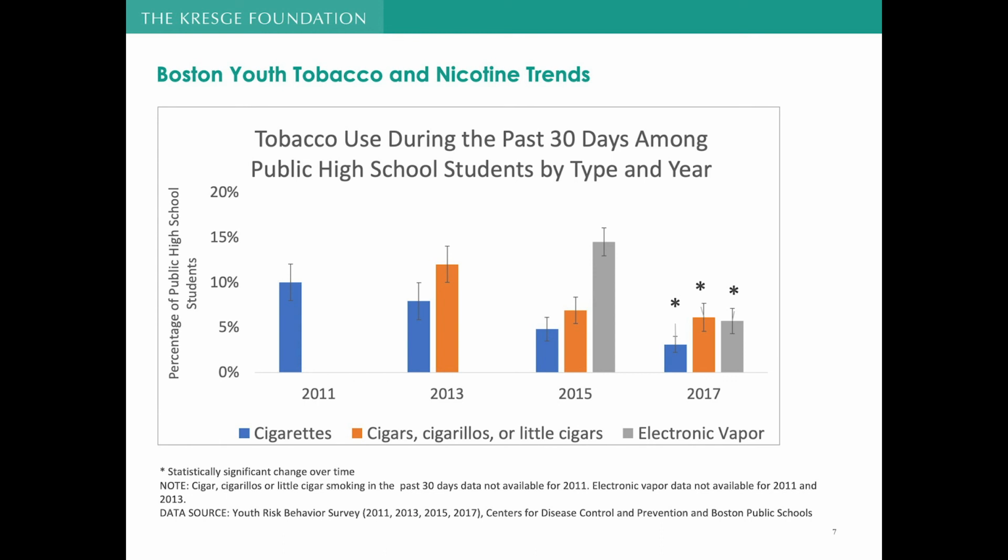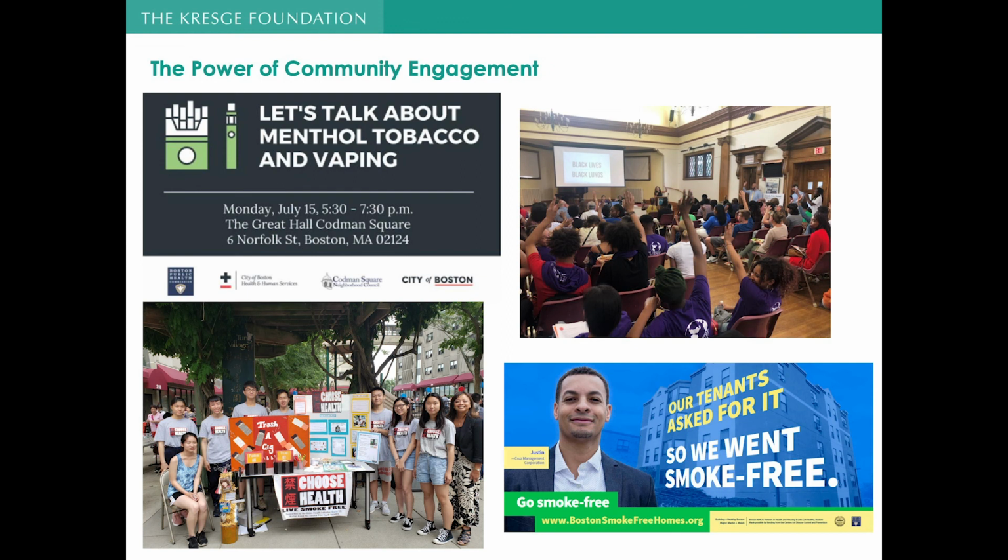If you go to the next slide, that is my last slide, and I want to talk a little bit more about what we did. This is what I wanted to conclude with: the power of community engagement. Last summer, in July of 2019, we partnered with different community and neighborhood groups in Codman Square, a neighborhood in Dorchester. I was really impressed, because we needed their help to begin working with our Board of Health and the mayor's office in amending our regulations to close some loopholes from the 2015 regulations. Menthol was one of the loopholes in that set of amendments.